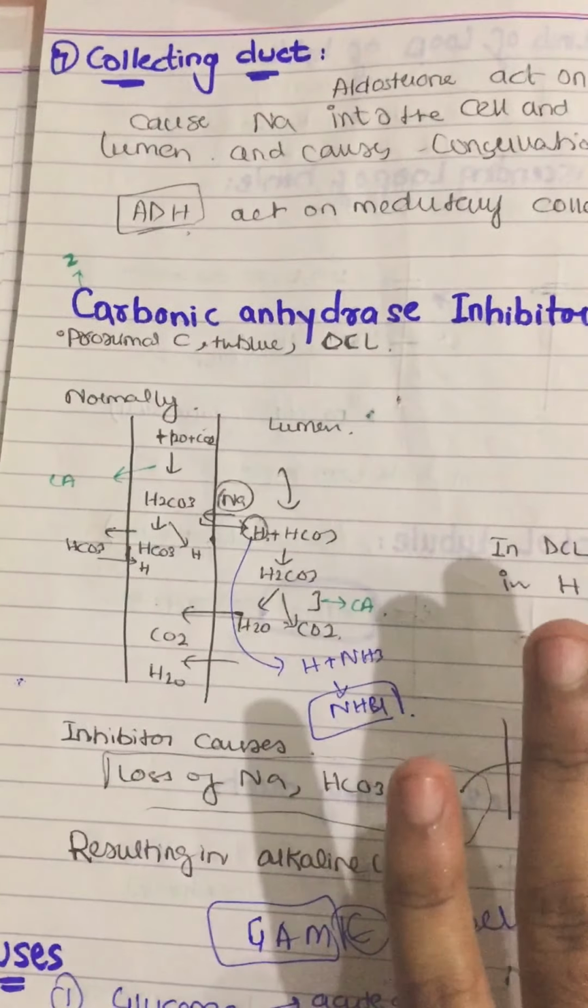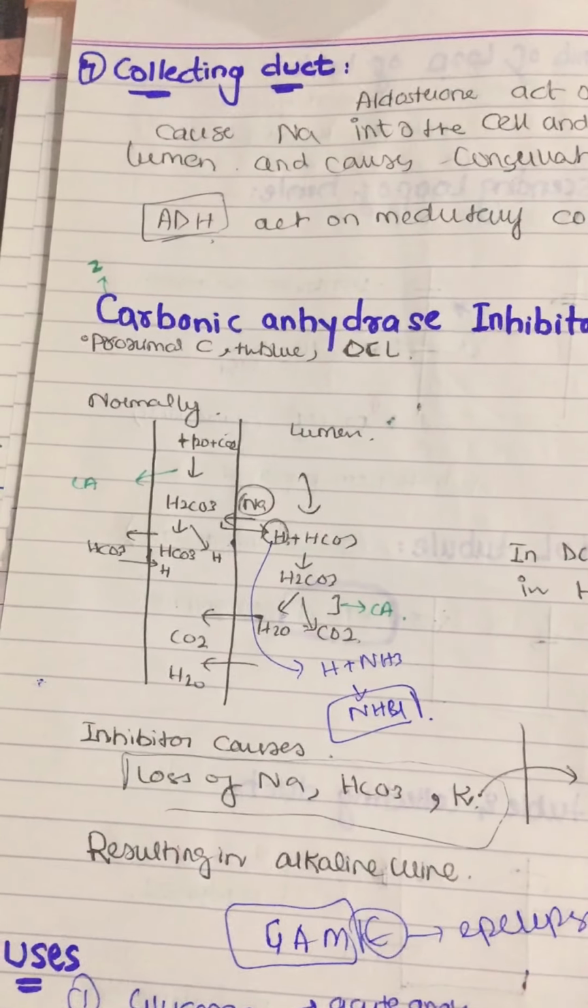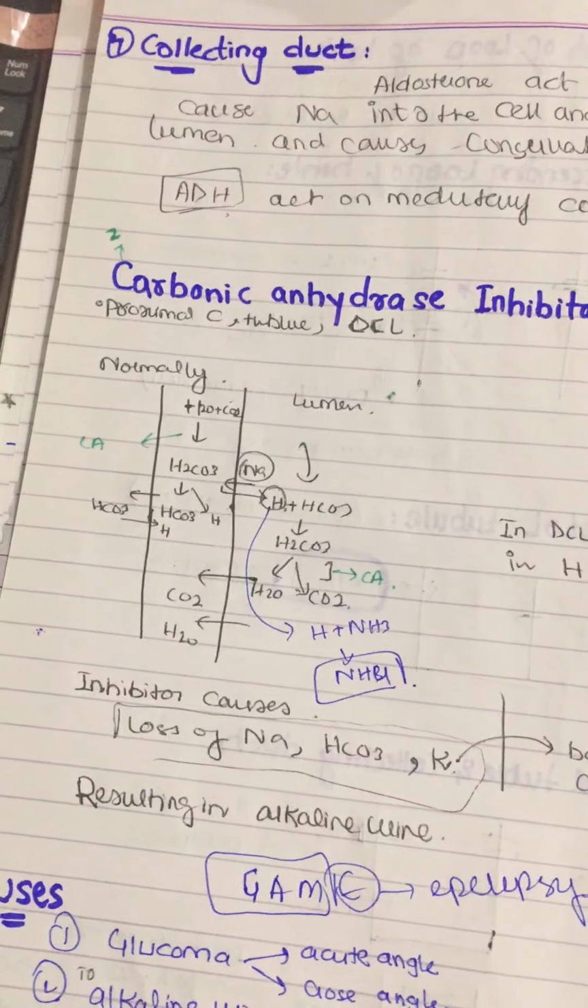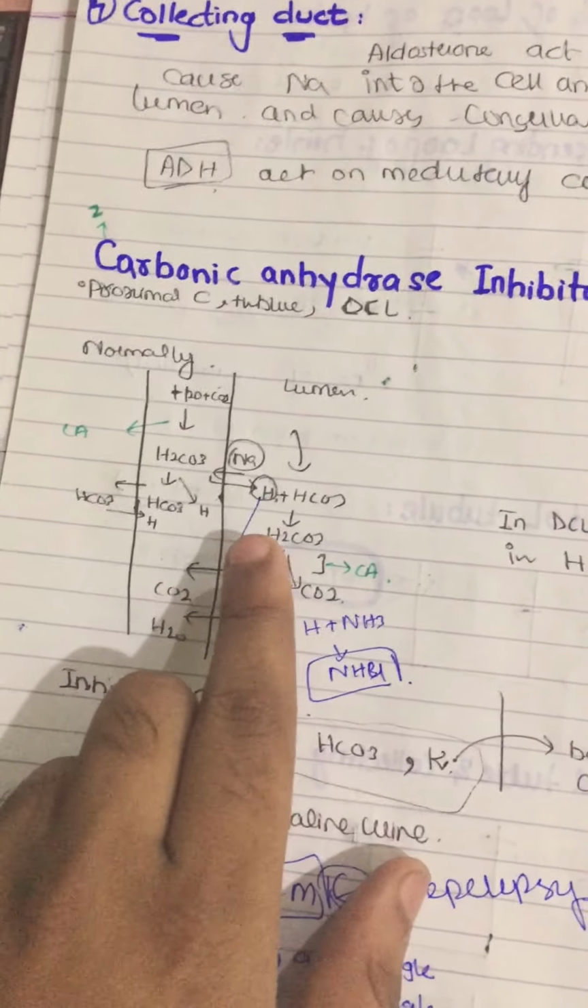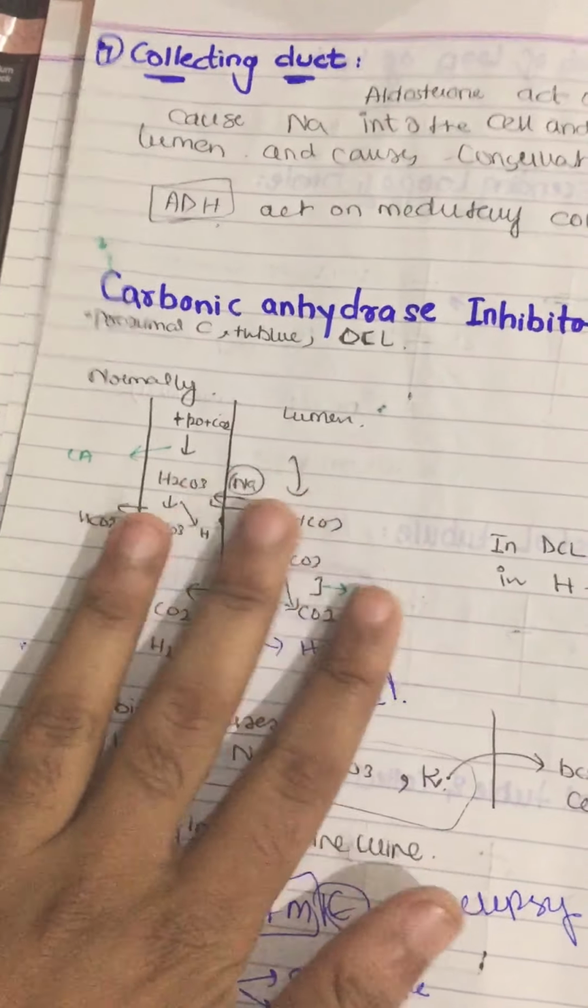In this video we are going to do the effect of the carbonic anhydrase inhibitor on the proximal convoluted tubule as a diuretic action. The normal mechanism was already explained by me in the previous video. So in this we're going to do the effect of the carbonic anhydrase inhibitor.